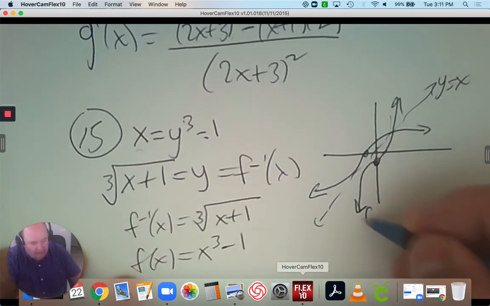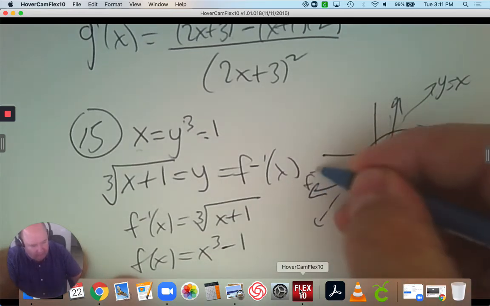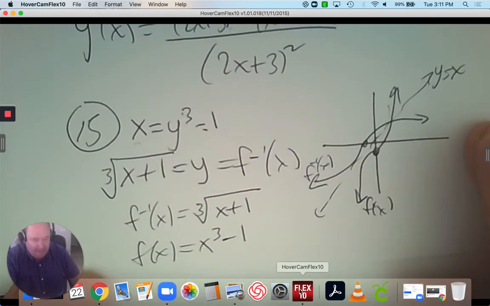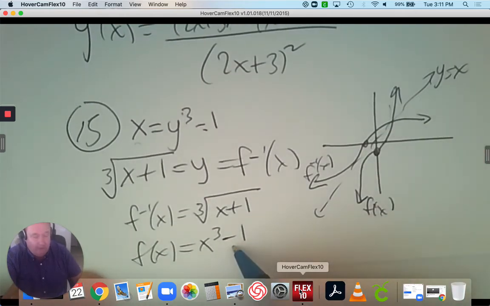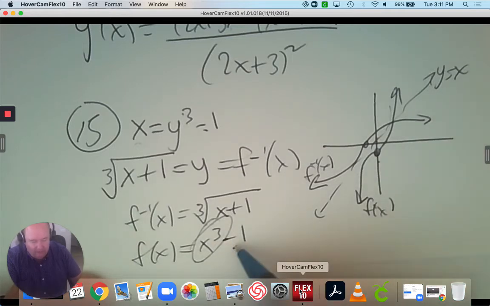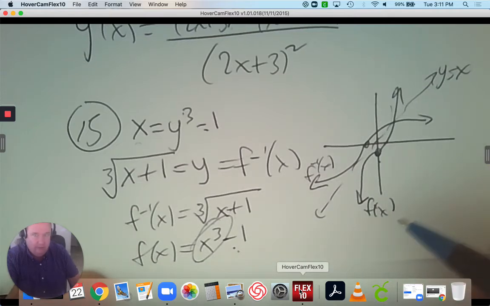So we have the function and its inverse on the same graph. And they reflect over the line y equals x. And I just did a transformation. I took the cube function and went down 1, and took the cube root and went 1 to the left and just sketched it.